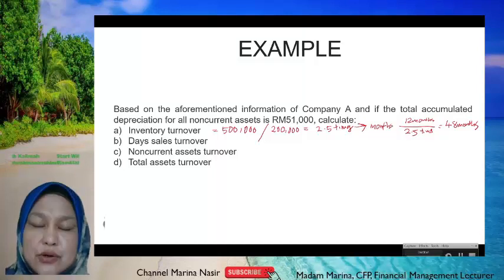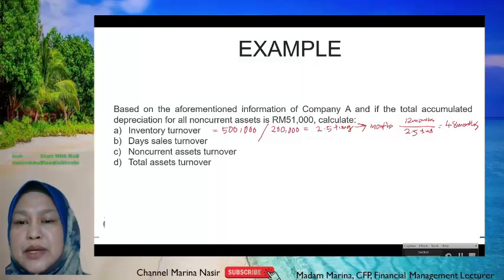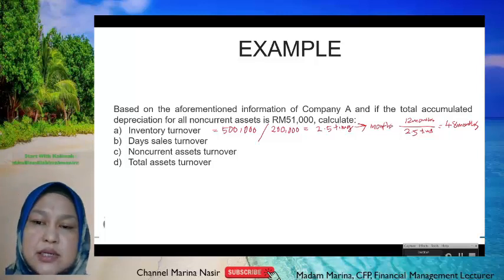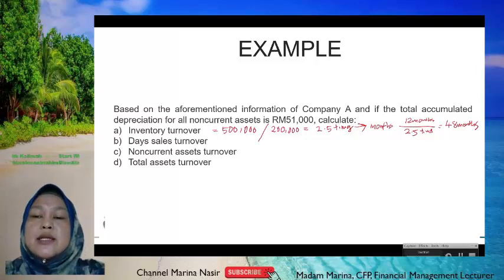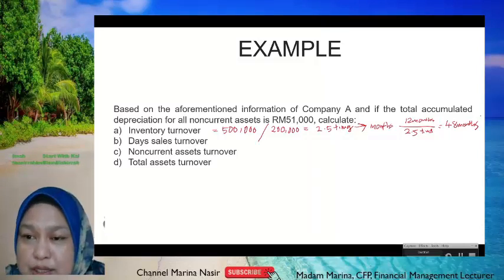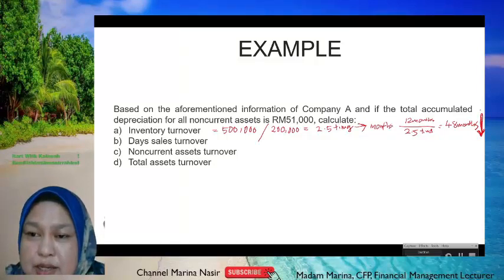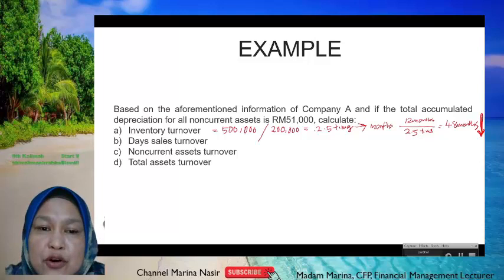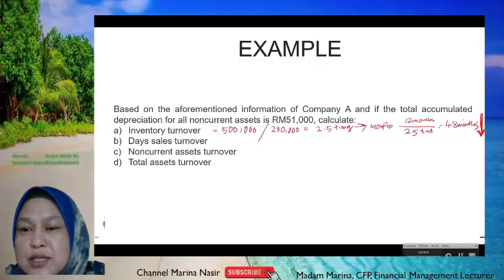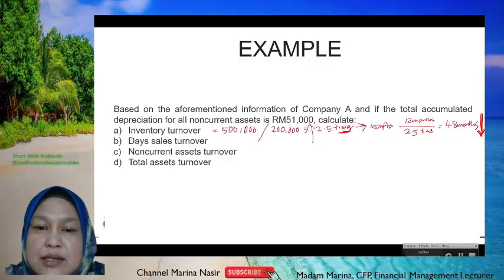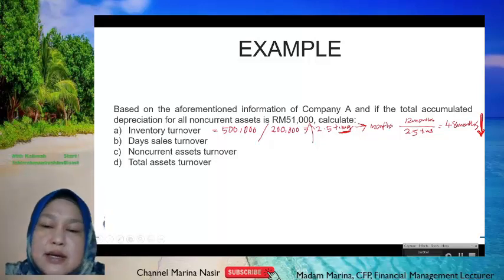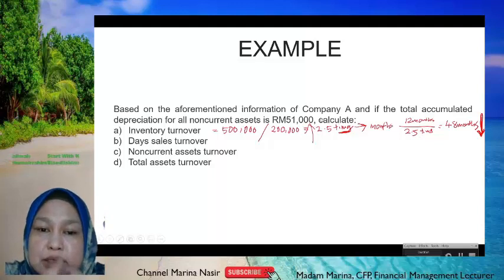So how to make a decision or make a comparison between companies or between historical performance? When we convert to months, the shorter time is better. But before converting to months, in times measurement, the higher value is better or preferable. So that's for inventory turnover.